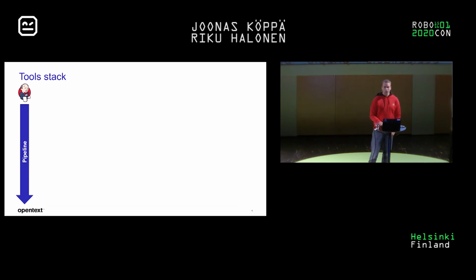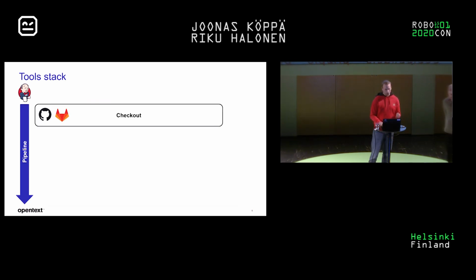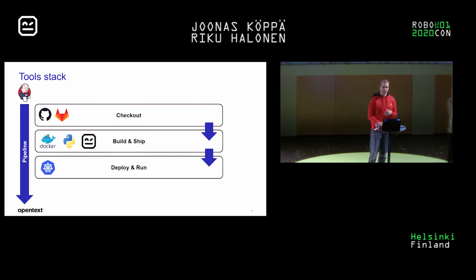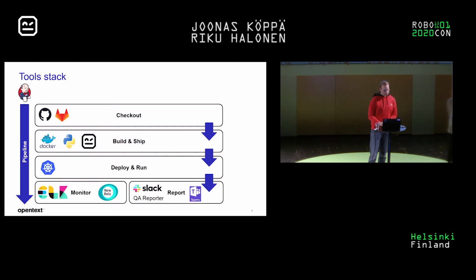So here's a quick overview of our tool stack. We do the checkout. Jenkins checks out the code from either GitHub or GitLab, depending on what kind of repositories we want to use. We build, this is for the actual testing. So our test containers, they are a Docker image where we have Python installed and Robot Framework. We try to keep them as lightweight as possible, so they are quick to spin up and lightweight to use in general. And then the tests get deployed to Kubernetes, where they are run and report back to Jenkins.